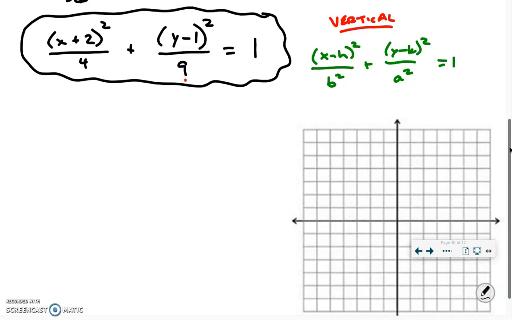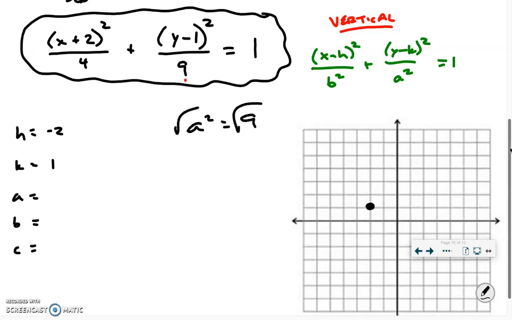So as we get going as quickly as possible, identifying h, k, a, b, and c. h is the amount being subtracted from the x term, so h is -2. k is being subtracted from the y term, that is 1. So (-2, 1) is my center point, plot it there. a is, well, if a² is equal to 9, we now know that a is going to be the square root of 9, which is 3. If b² is equal to 4, square rooting both sides, we know b is 2.